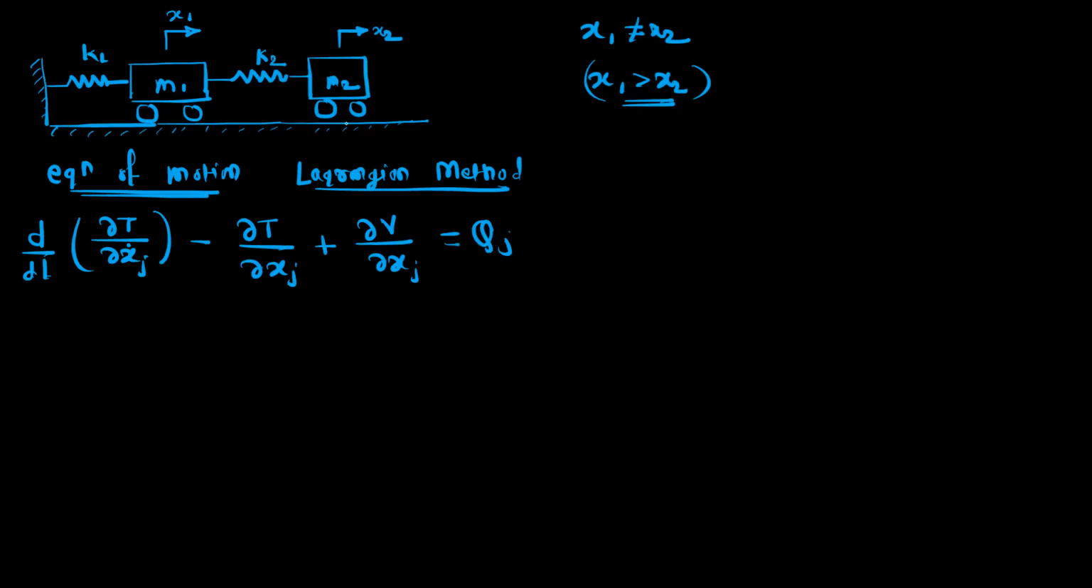So for this system, there is no external force, so this parameter on the right hand side will become 0, because it is a free vibration, not a forced vibration. Now we should find out the equation for T and the equation for V.